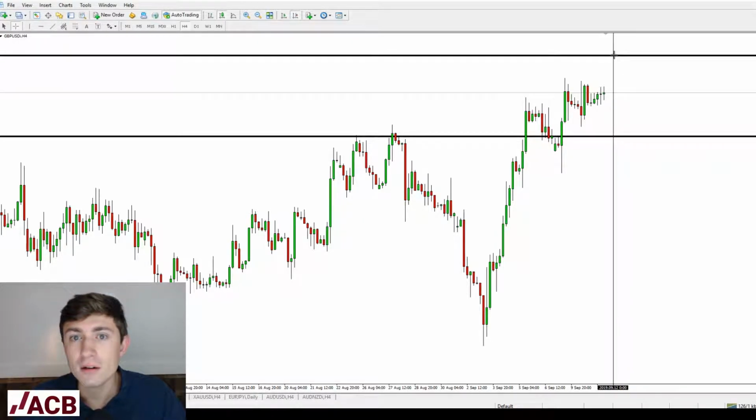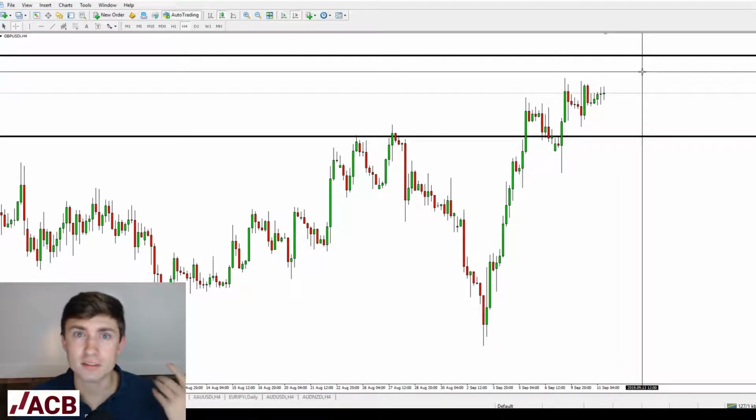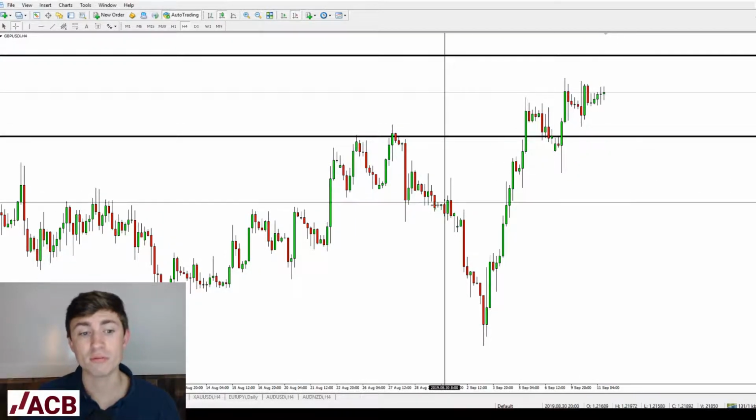Now, if we do get up there, it will be interesting to see if sellers can hold that zone. I think it's a pretty good chance that sellers could hold that area to push price back down, at least for some sort of pullback.